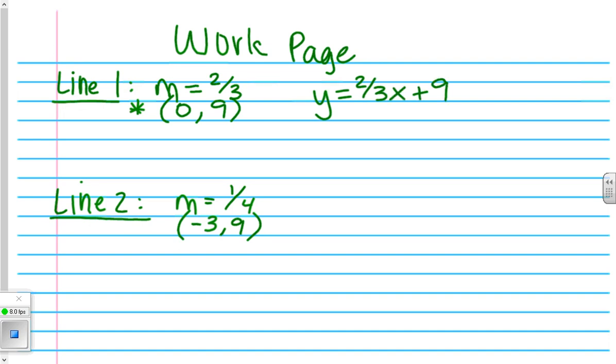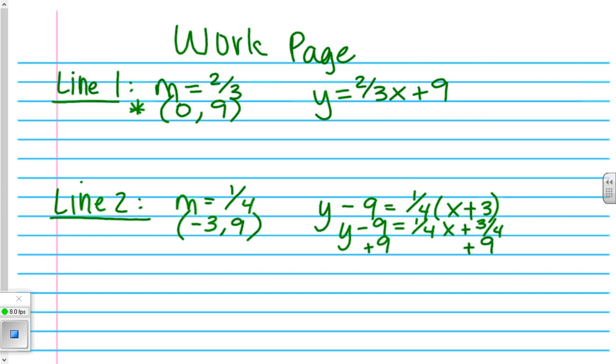But in the second instance, where we don't have the y-intercept, it's going to take a little more work. You're going to have to use point-slope form. So we're going to have y - 9 = 1/4(x - (-3)), so it's plus. Then you'll have to do your distribution, and then move your 9 back over to the other side. So y = 1/4x + 9 3/4, I'm just going to say, to keep it easy. Okay? And that would get you to slope-intercept form.